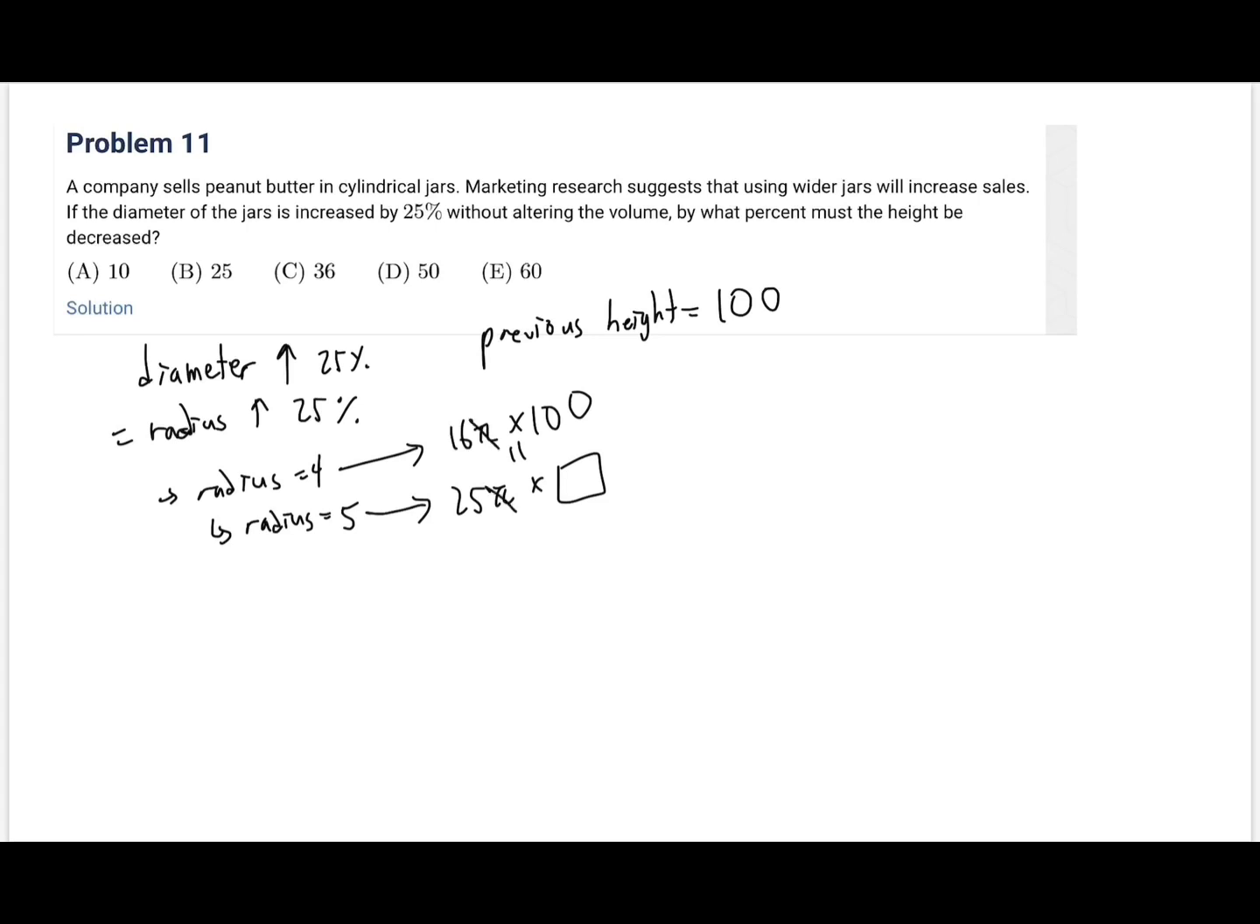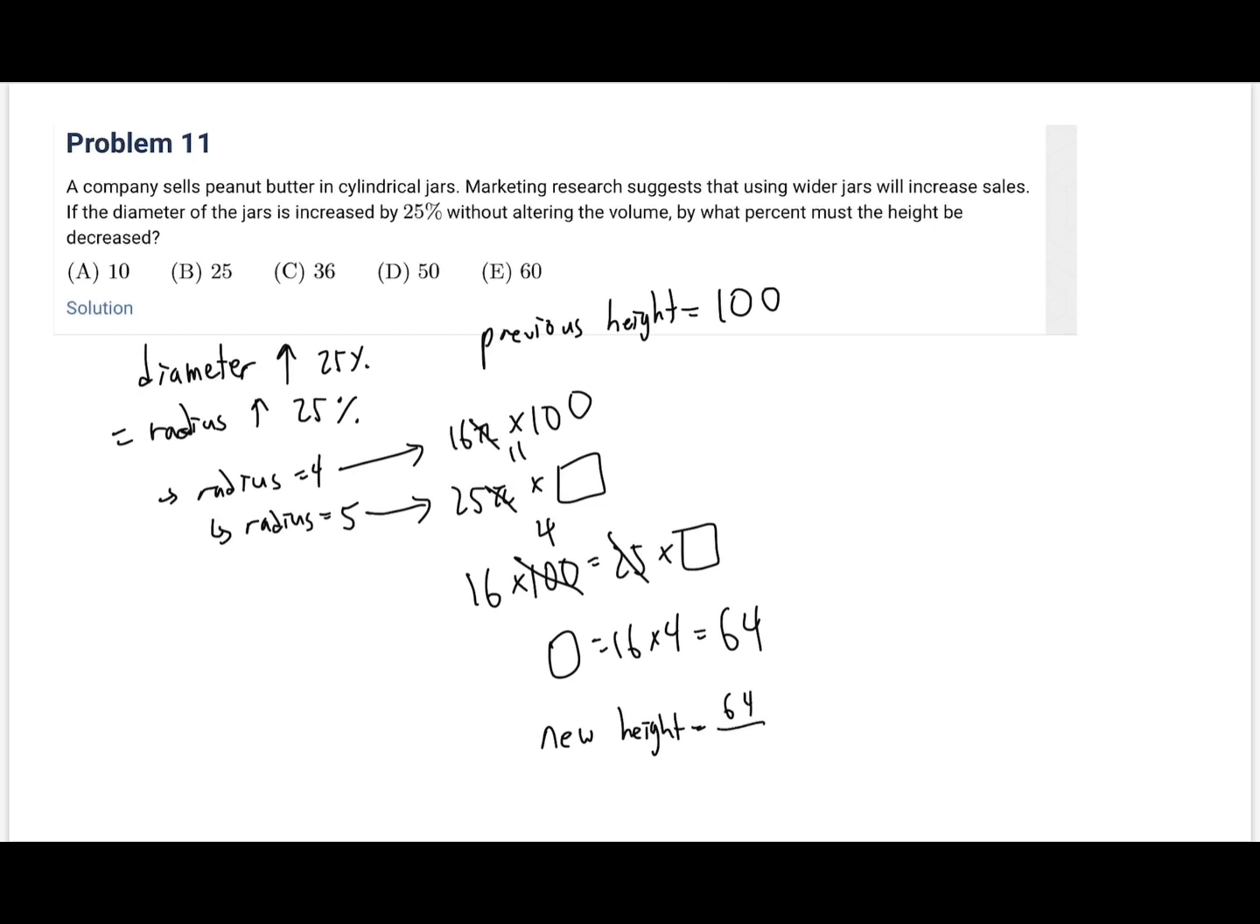So if pi are erased, 16 multiplied by 100 equals 25 times something. This and this cancel to make 4. So this is 16 times 4. This is 64. And so the new height is 64 over 100 of the old one. So this would mean that it was 36 over 100 decreased. So this is 36%. The answer is C.